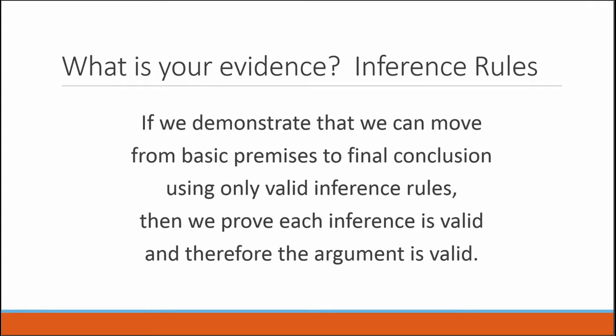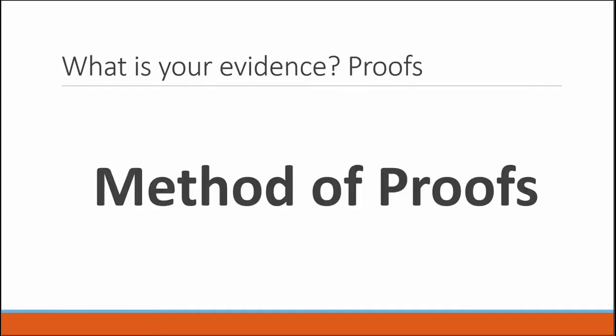If we demonstrate that we can move from basic premises to final conclusion using only valid inference rules, then we prove that each inference is valid and therefore that the argument itself as a whole is valid. So that's what the method of proofs does. The method of proofs is a way of showing that we can get from the basic premises to the final conclusion using only valid inferences at each step. I'm going to show you this method of proofs in just a few minutes, but first we need a valid inference rule to be able to do a proof at all.